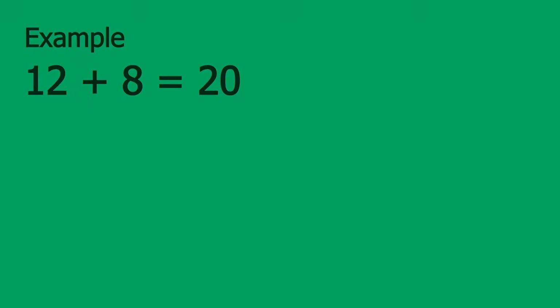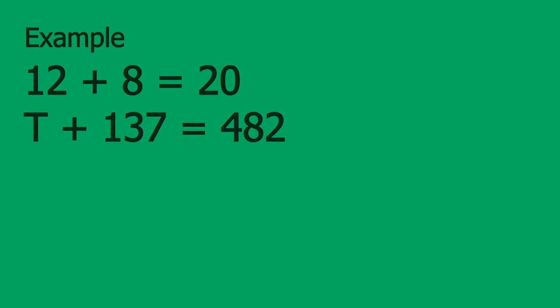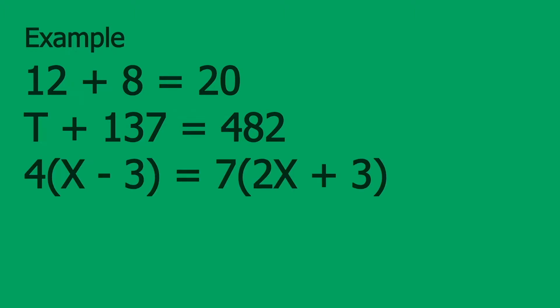Now, equations are a little different. An equation is a relationship between two different expressions. So you have one expression, the equal sign, and another expression. It's saying this expression and this other expression are actually the same thing. They have the same value. Now remember, equations have equal signs. So here are some examples of equations. 12 plus 8 equals 20. That's an equation. t plus 137 equals 482. That's an equation. 4 times (x minus 3) equals 7 times (2x plus 3). Such a complicated thing, still just an equation.